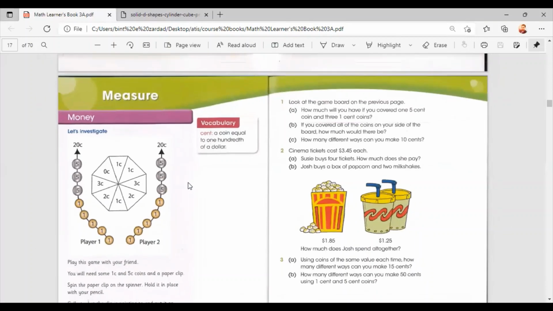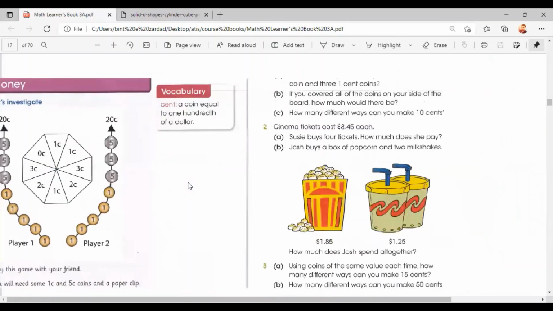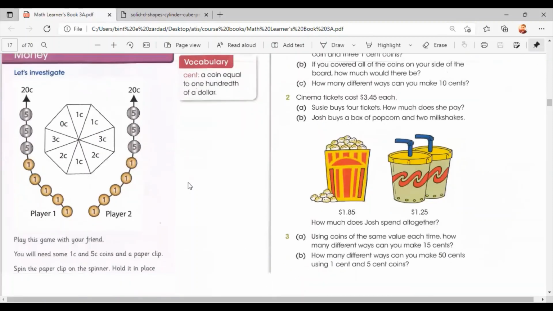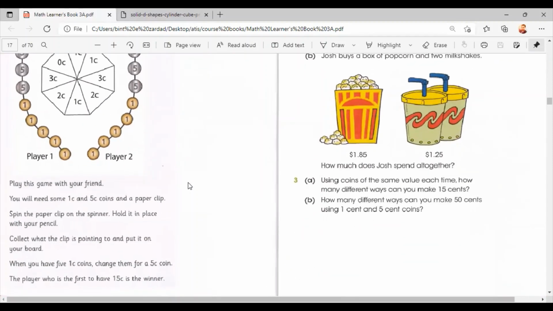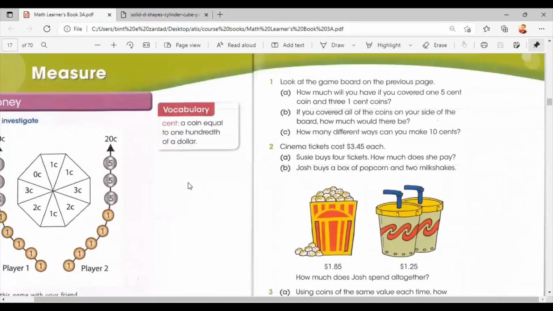Okay, the next topic is money. You can see here a game. Play this game with your friend. You will need some 1 cent and 5 cent coins and a paper clip. Let's start the question answer.